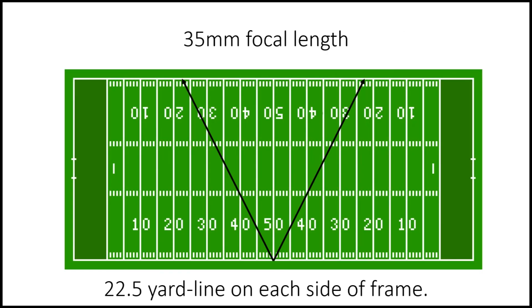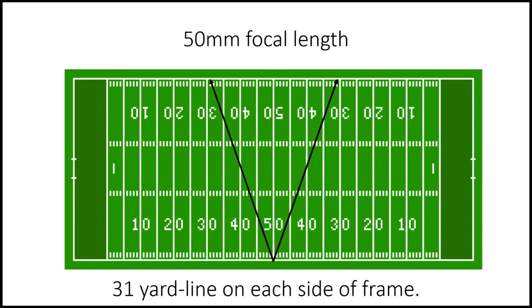Okay, so let's look at a 35. Under the same similar conditions, the frame left and right would cut out at about the 22.5-yard line. For 50, we get tighter. The frame would cut out at about the 31-yard line on each side of the frame.